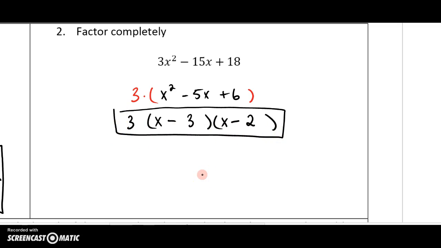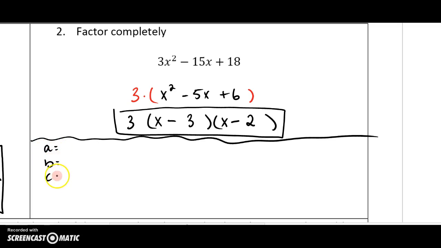Now, if you wanted to do it using the A, B, and C method, if you weren't comfortable with the guess and check method, what you could do is identify A, B, and C. A is 1, there's 1x squared, B is negative 5, and C is 6. Go ahead and do your diamond. Up top goes A times C, 1 times 6. Bottom goes B, negative 5. What multiplies to make positive 6 and adds to make negative 5? Well, that's 2 negatives, one of them being 3, one of them being a 2. Since A is 1, you can go straight into your factors.